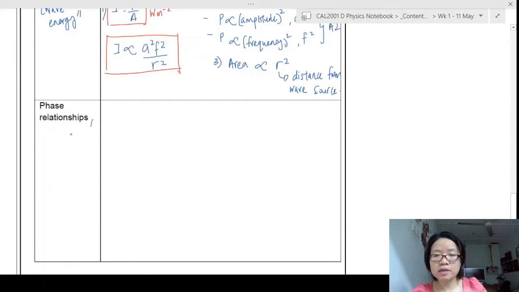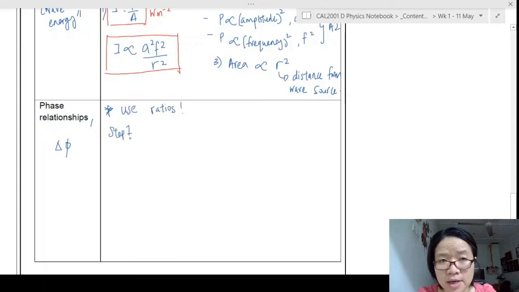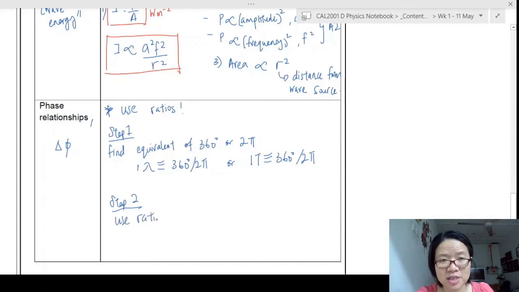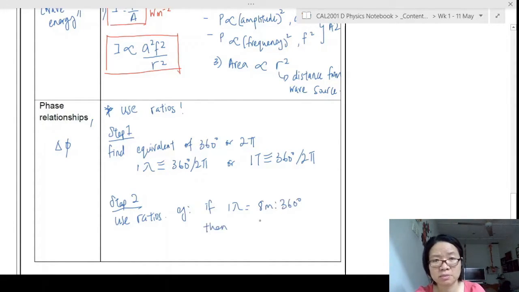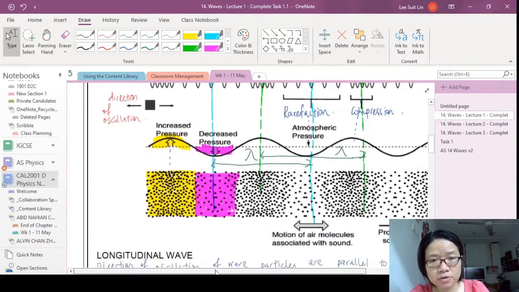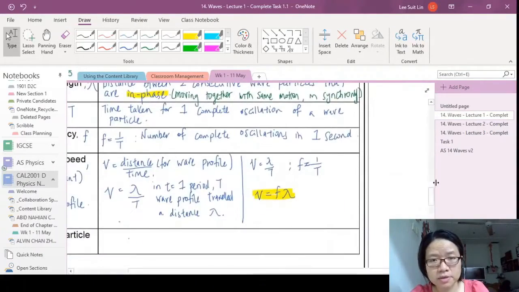And finally, the phase relationship, which I briefly mentioned just now. We will use the symbol delta psi, but generally I use ratios in doing this. I'll find the equivalent of 360 degrees or 2 pi. So 1 lambda is 360 or 1 period is 360. And then use ratio. For example, if 1 lambda is 8 meters, so it's 360, then 3 meters is delta psi. I'm pretty sure you can do this. So yeah, I will show you some examples in the next video.